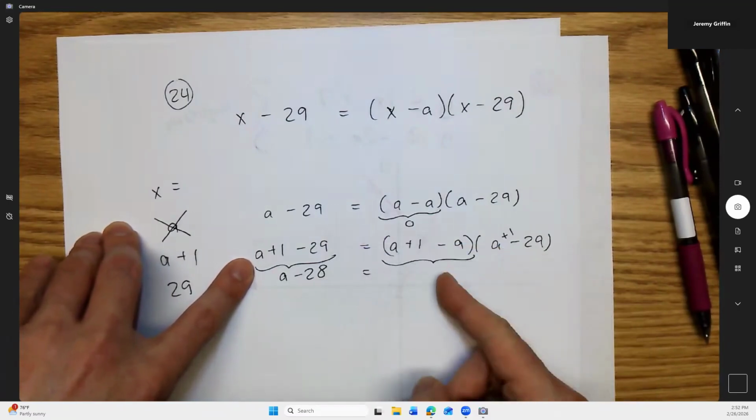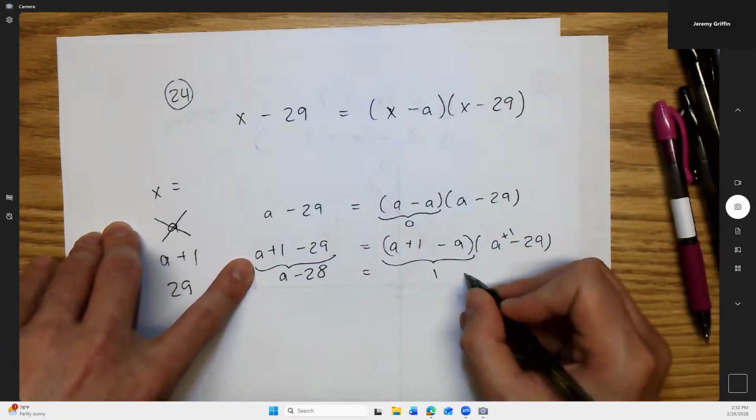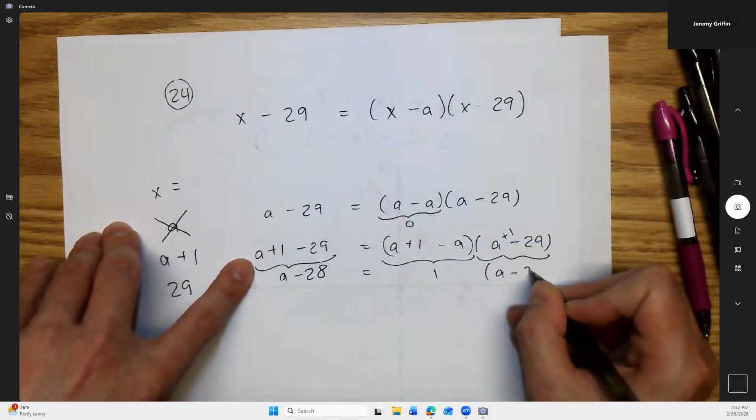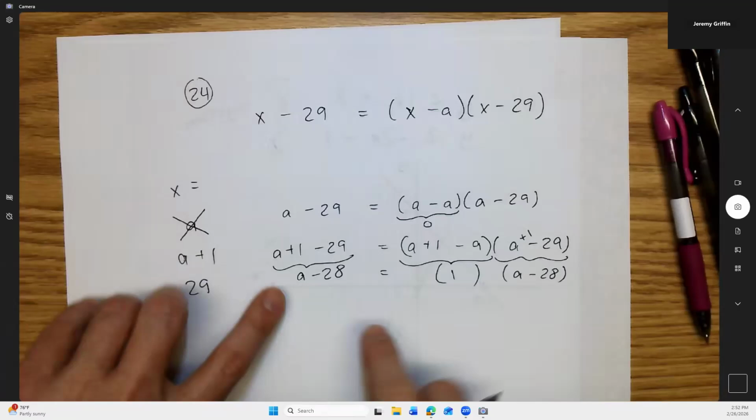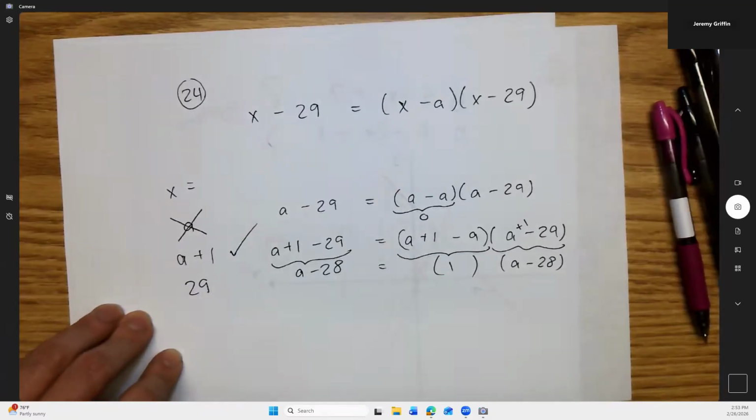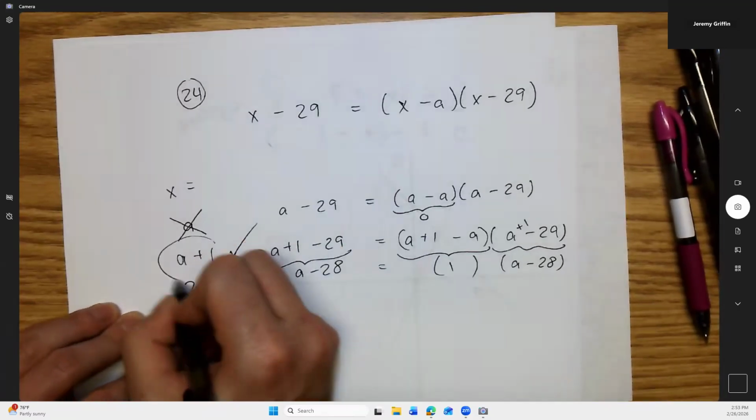Guys, what's all this right here? 1. And what's this right here? Is that also a minus 28? Yeah. Is a minus 28 equal to 1 times a minus 28? Yeah. Bing! That one works. Okay, so this one's good.